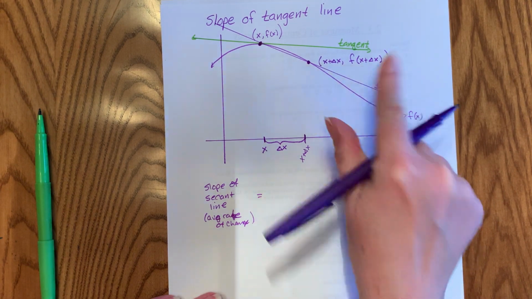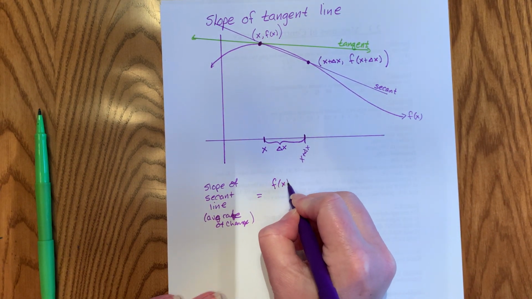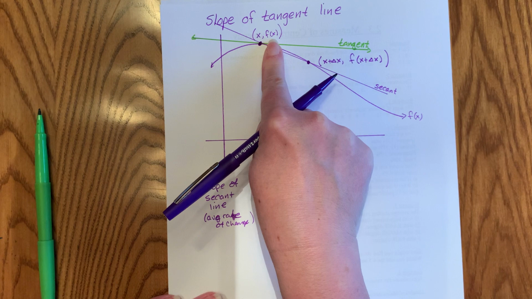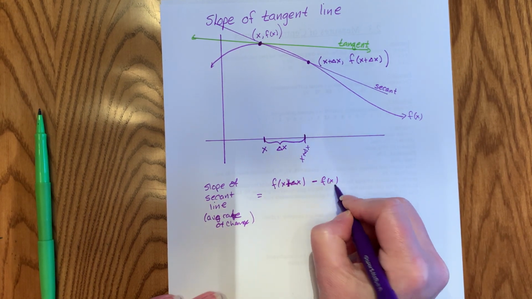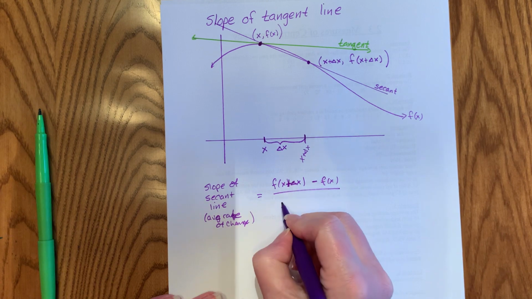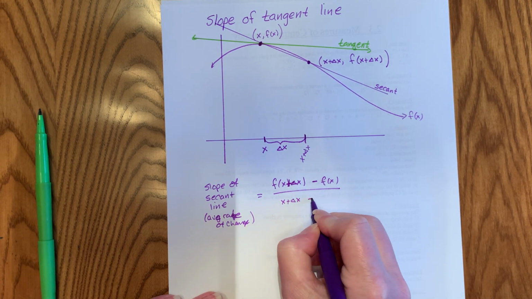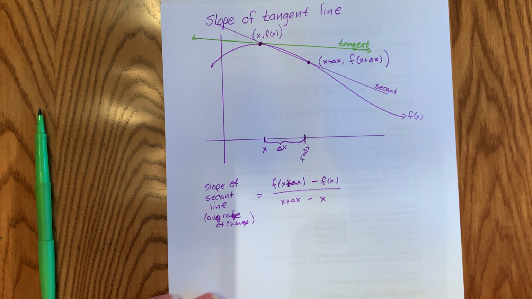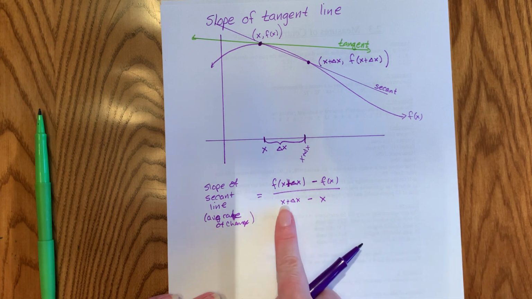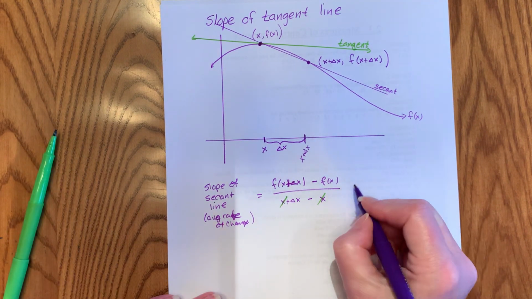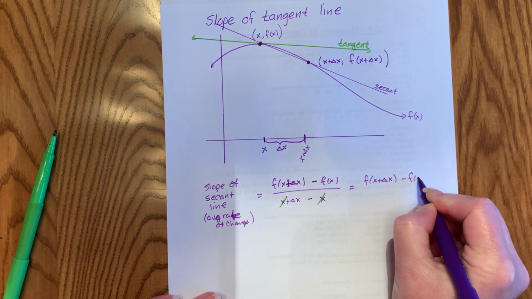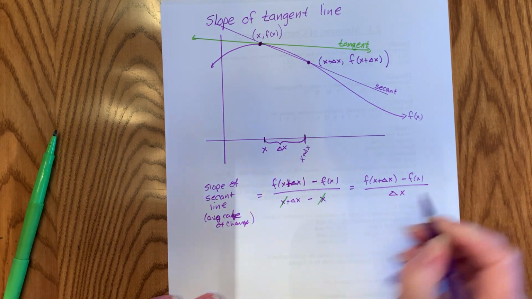It's our y sub 2 minus y sub 1 over x sub 2 minus x sub 1. Interesting. Oh, do you see what I see? Silly x's, those cancel out. That's awesome. And we get this expression: f of x plus delta x minus f of x, all over delta x.